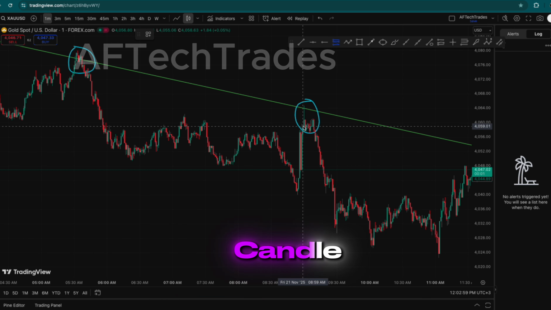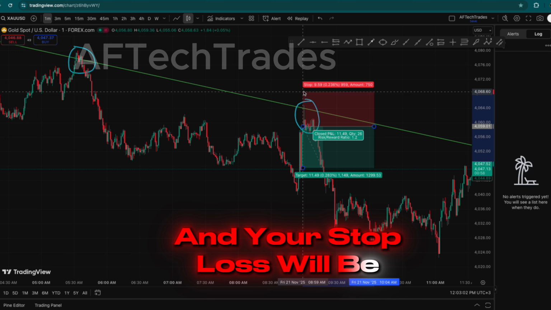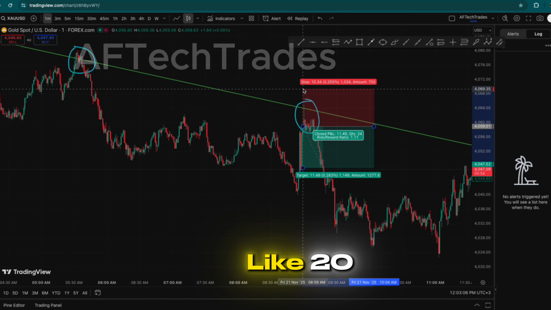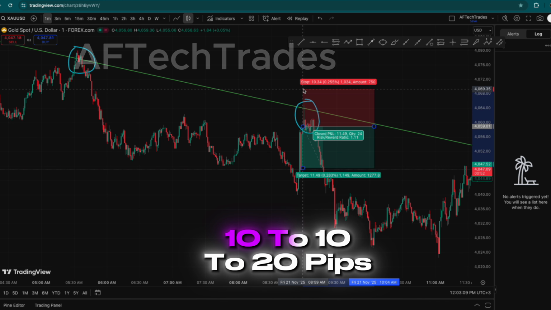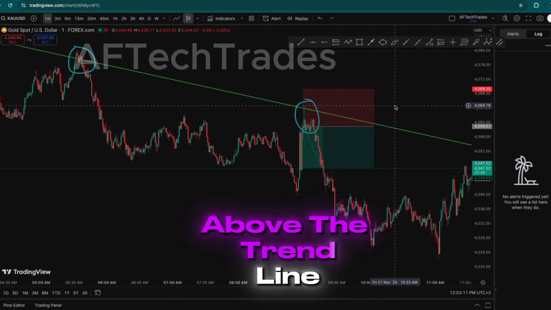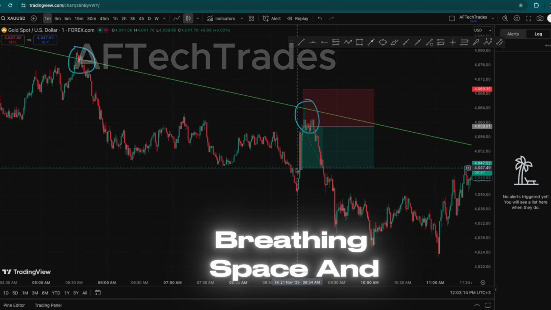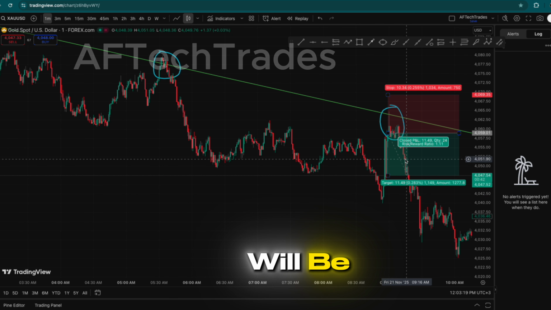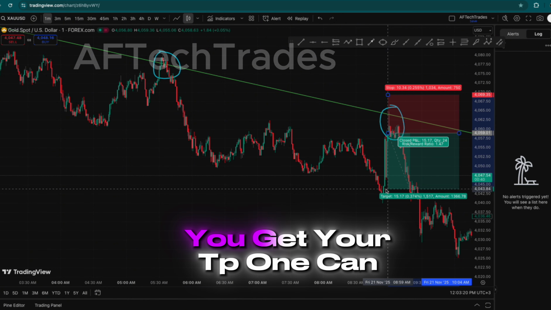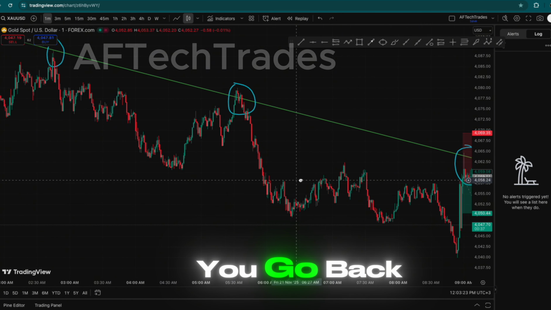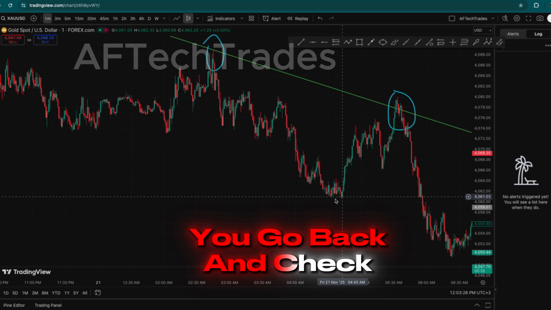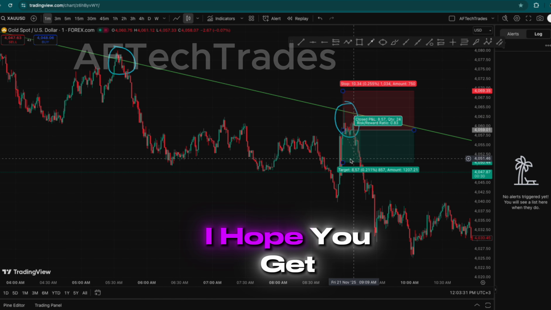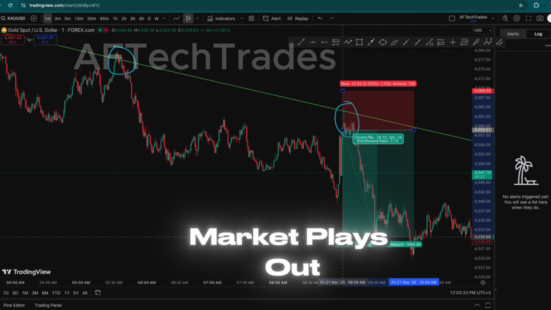Right after the close of this candle, we enter, and your stop loss would be some pips above the trend line. Let's say 10 to 20 pips above the trend line. Just give it a little breathing space. And for your TP, you look at the previous market reaction. Your TP1 can be around this side. If you want to extend your TP, you go back and check the previous market reactions, which would be your TPs.